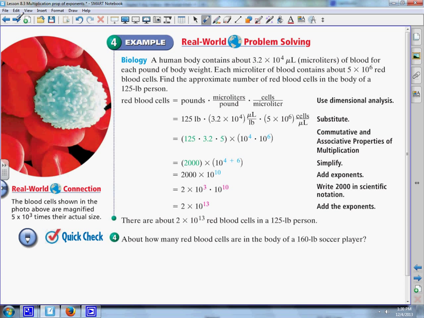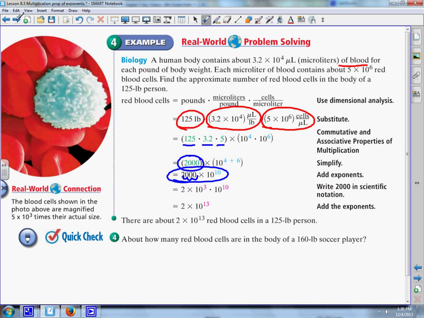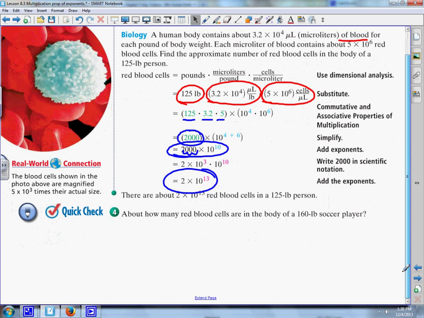So what they did is they multiplied, okay, here's just the blood part. And then here is the red blood cells part, and then here is the weight. So they're multiplying all three of the things together. So then you get 125 times 3.2 times 5, which is 2,000. 10 to the fourth times 10 to the sixth is 10 to the 10th. So you get 2,000 times 10 to the 10th. You move your decimal point 3 places. So then you have 2 times 10 to the third times 10 to the 10th, which is 2 times 10 to the 13th in a 125-pound person.